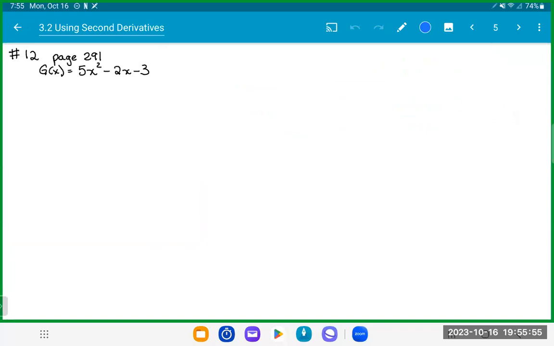Okay? So this next question, number 12, is asking us to give the coordinates of any critical points and classify each as a relative maximum or minimum or neither. Then we want to identify the intervals where the function is increasing or decreasing. We want to give the coordinates of any points of inflection. And we want to identify intervals where the function is concave up or concave down, and then sketch the graph.